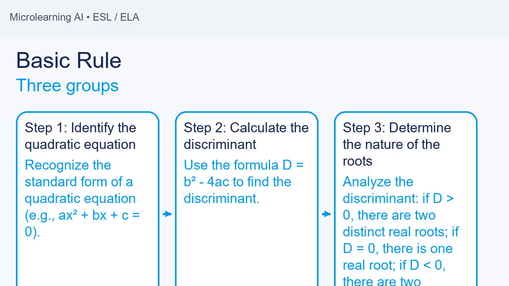Analyze the discriminant. If D is greater than 0, there are two distinct real roots. If D is equal to 0, there is one real root. If D is less than 0, there are two complex roots.